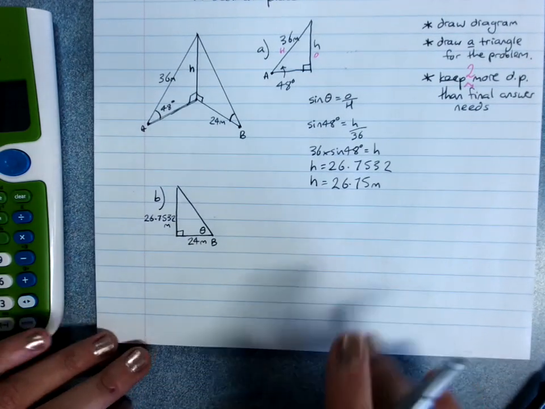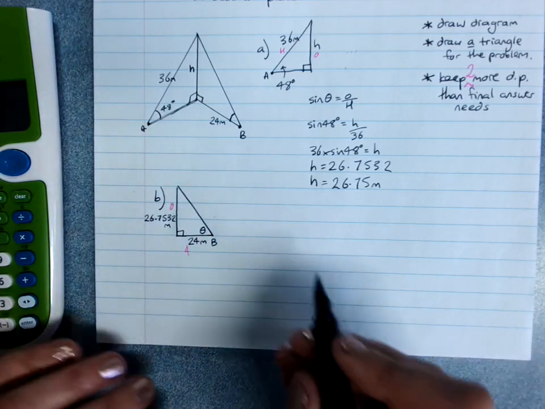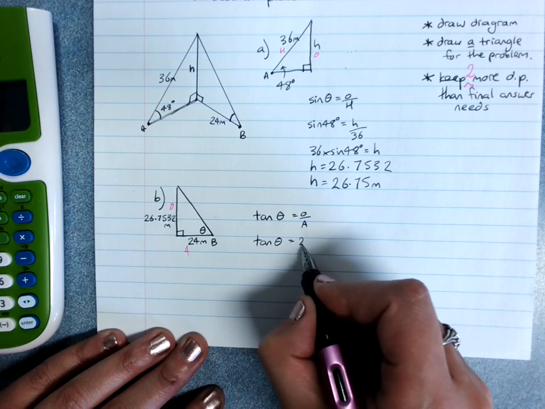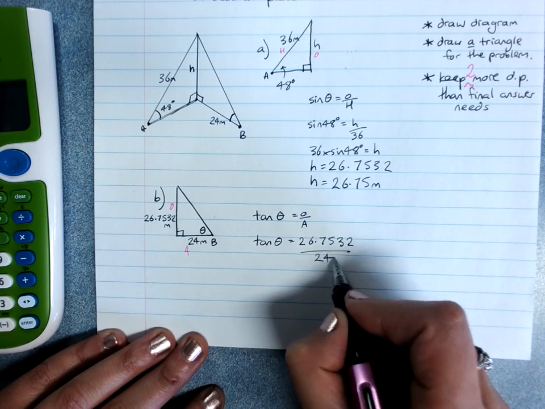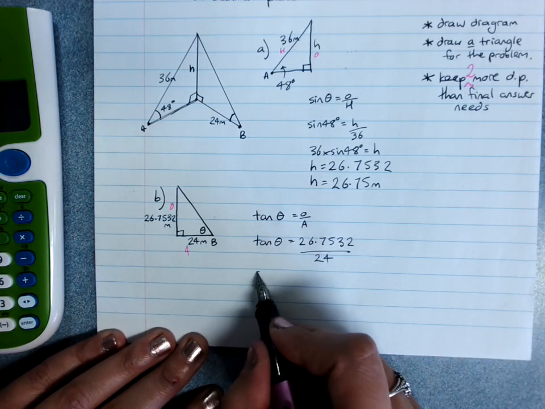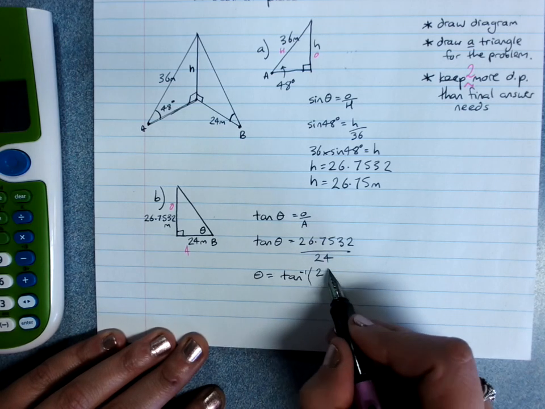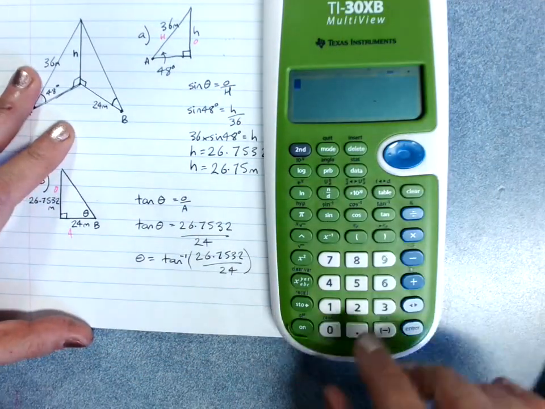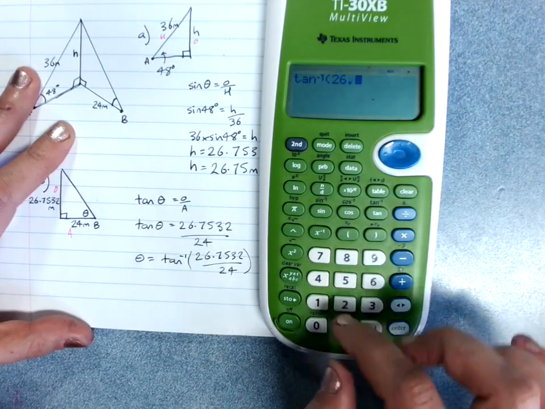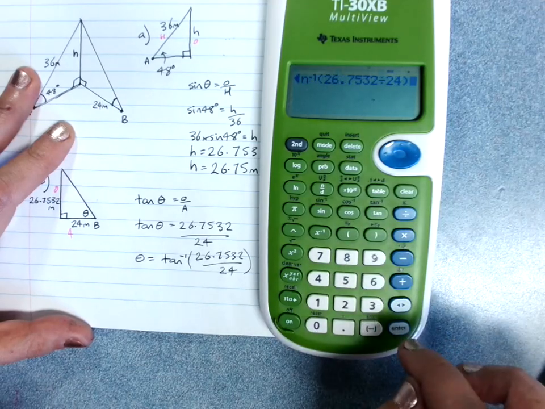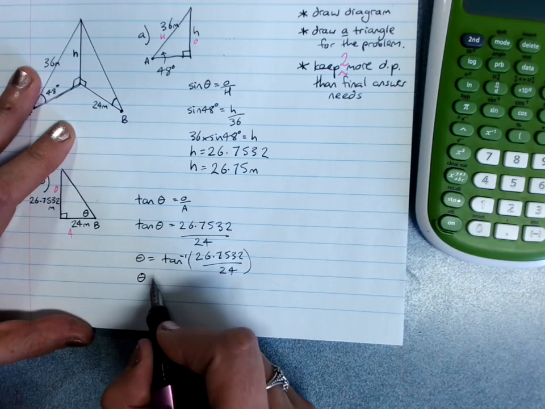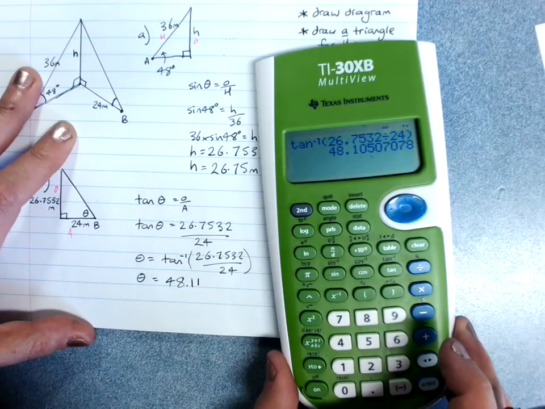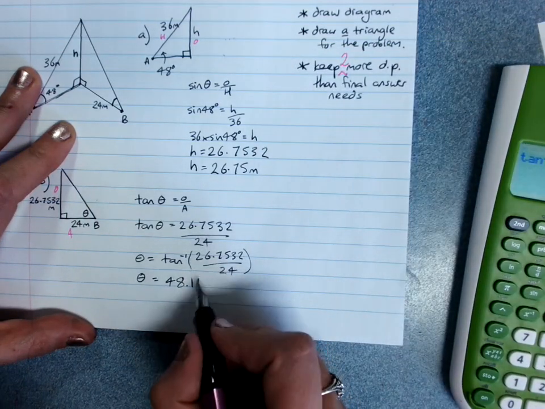Solve that as we would normally. Label our sides. Choose our ratio. Substitute our values. And rearrange and solve. I want inverse tan using your calculator. And we get our answer, and they want that to 2 decimal places. See, we had 48.105, so that will be 48.11 degrees.